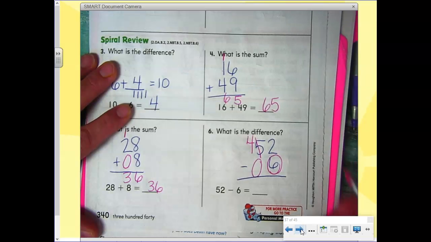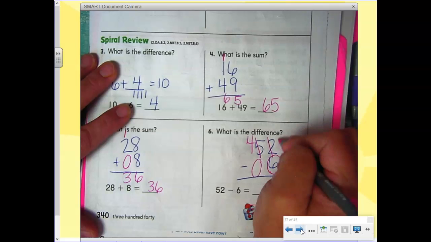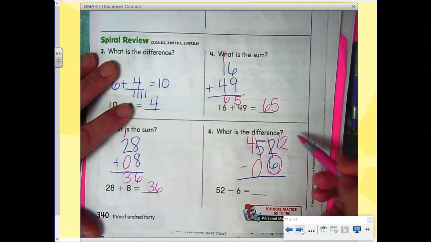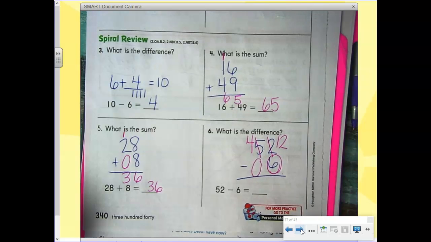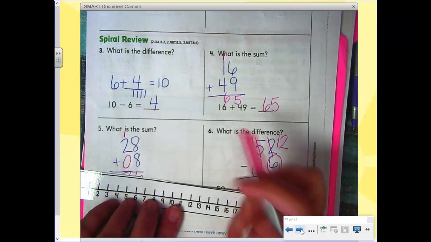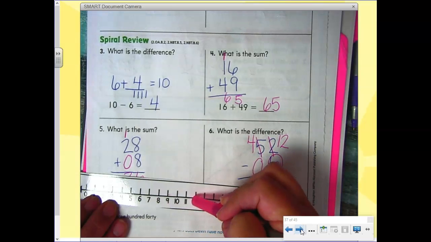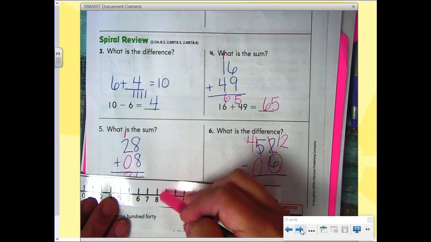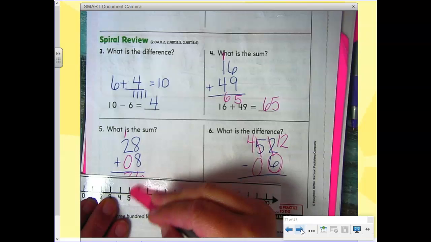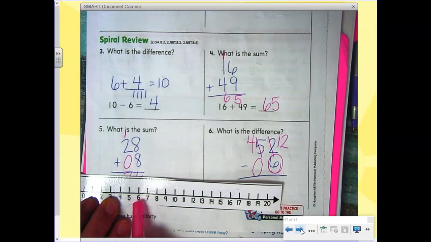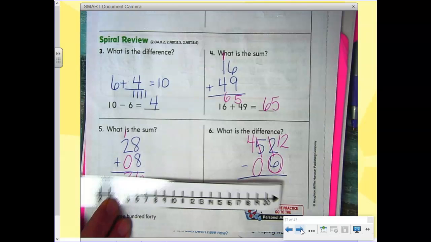2 plus 10 is 12. 12 minus 6. All right. Find 12. Hop back 6. 1, 2, 3, 4, 5, 6. My answer is 6.